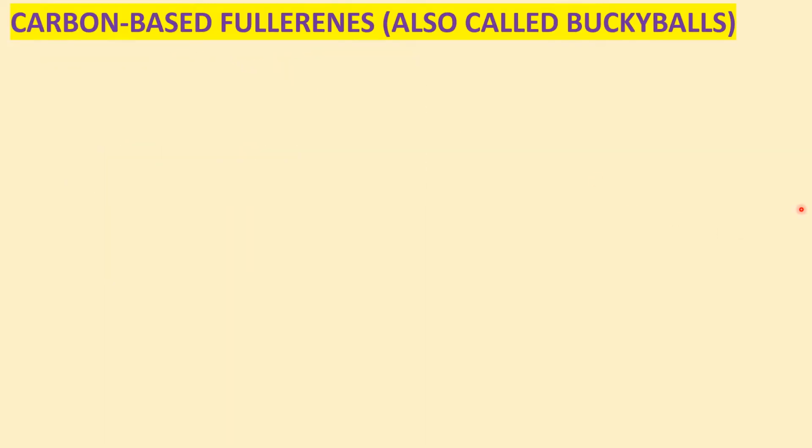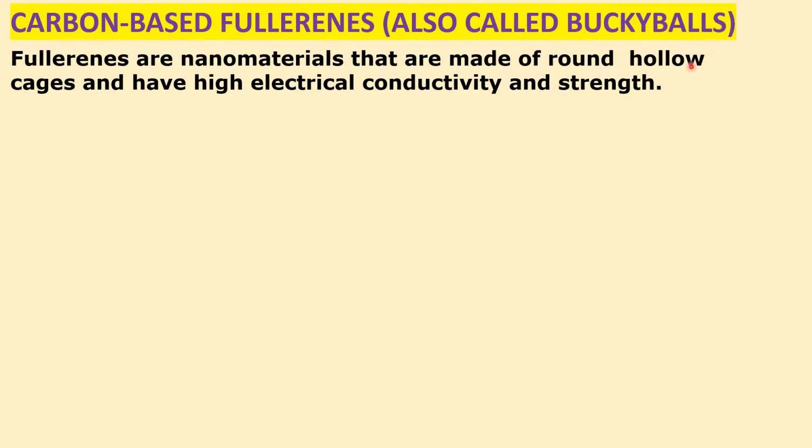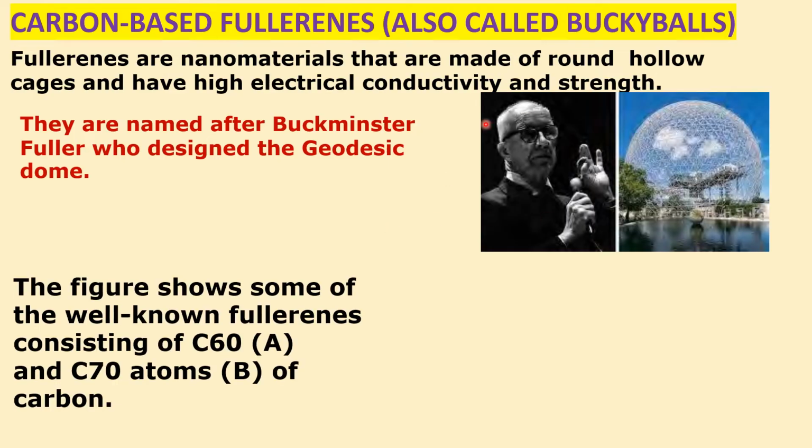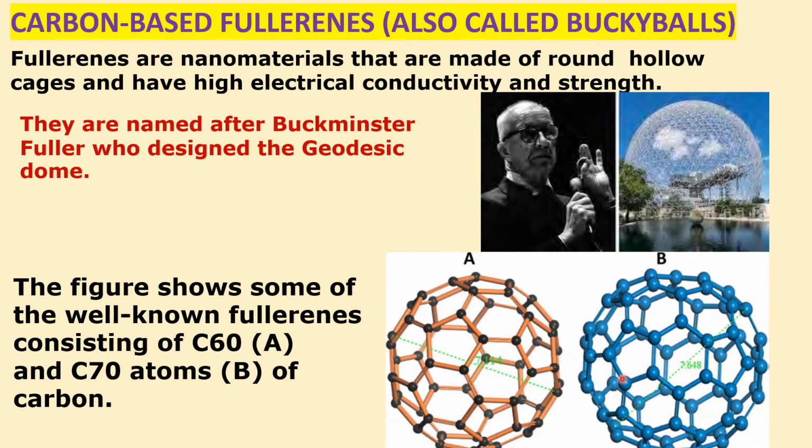Now, carbon-based fullerene is also known as buckyballs, and these are hollow cages with very high electrical conductivity. They are named after Buckminster Fuller, who designed dome-like structures matching this fullerene structure. So that's why it is named buckyball. And these are carbon 60 and carbon 70. They are the fullerene structure.